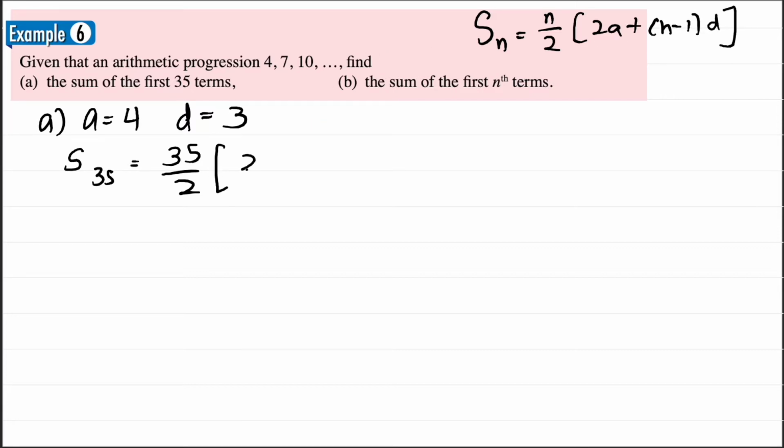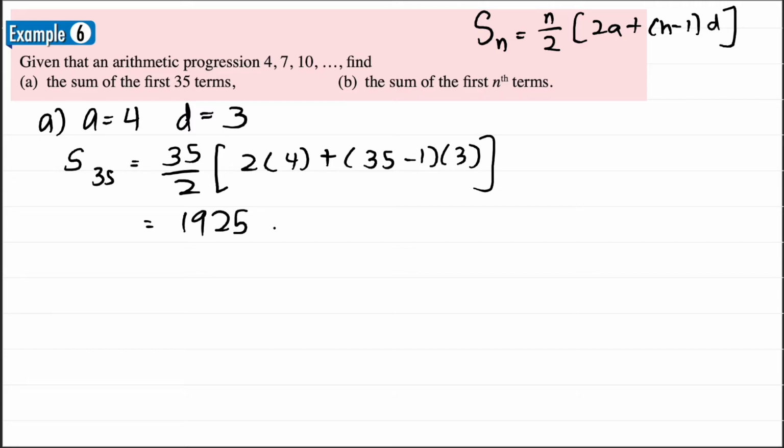So masukkan 2, 4 tambah, 35 sebab N dia 35. Kita masuk D dia 3. So kalau kamu tekan calculator, kamu akan dapat, you will get the 1925. 1925. Okay. And then you nak cari apa tu? The sum of the first nth term.